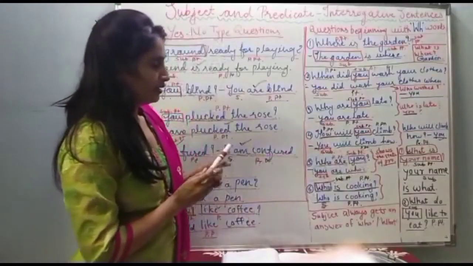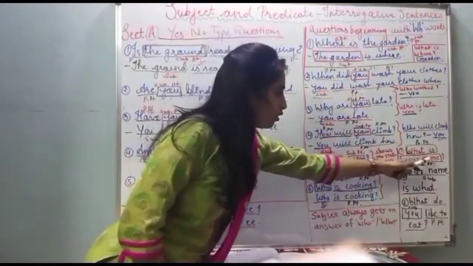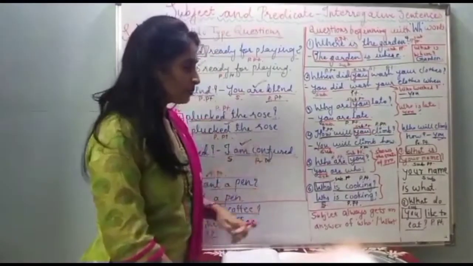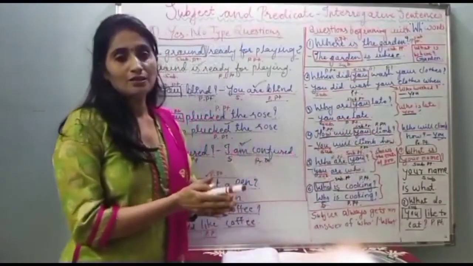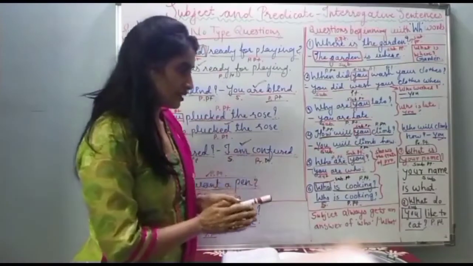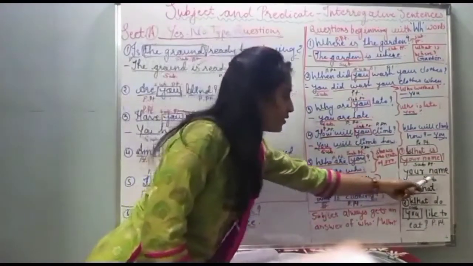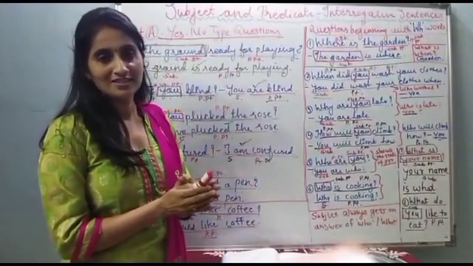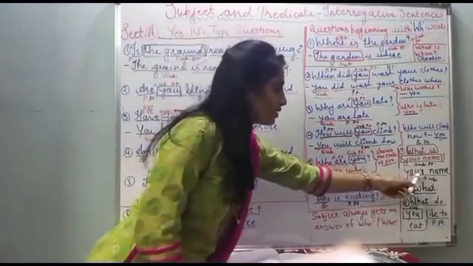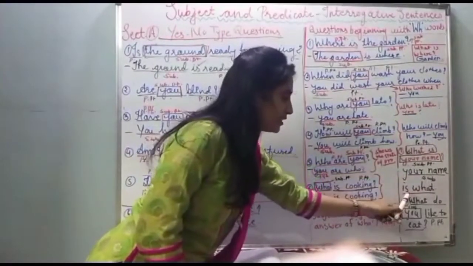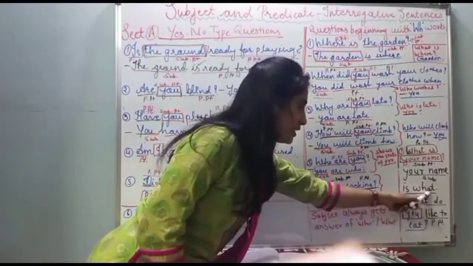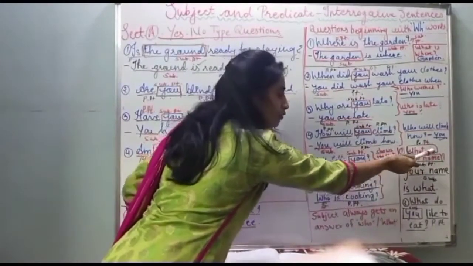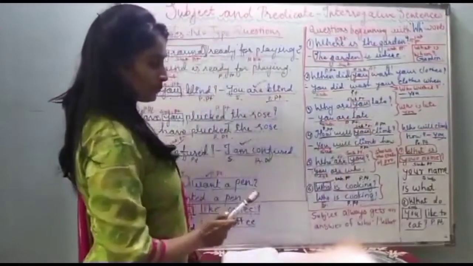Now see this sentence. What is your name? What is the subject in this sentence? First of all, let us convert the sentence into a statement. What is the conversion? See here, your name is what. Can you identify the subject here? Yes, you are right. Your name is the subject and the remaining part is what. So you can say that your name is the subject part and what is the predicate part.